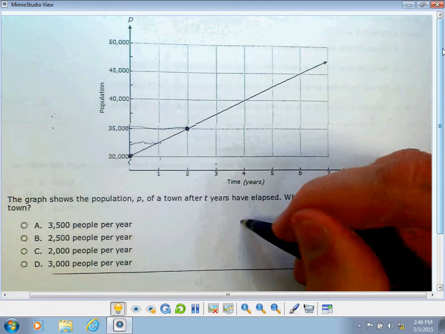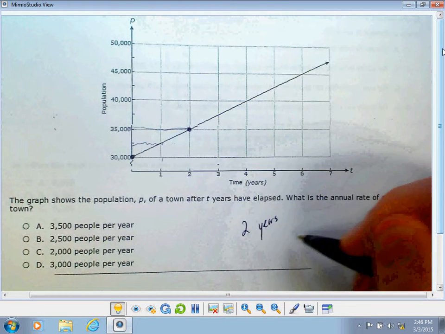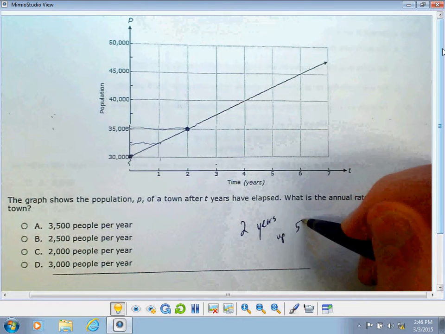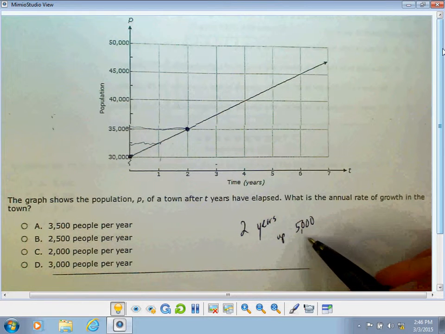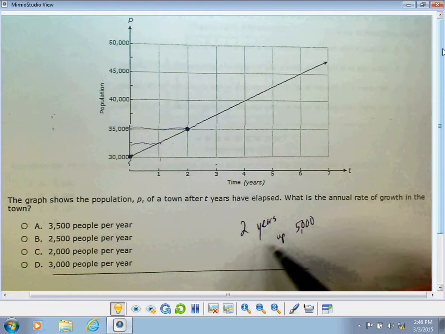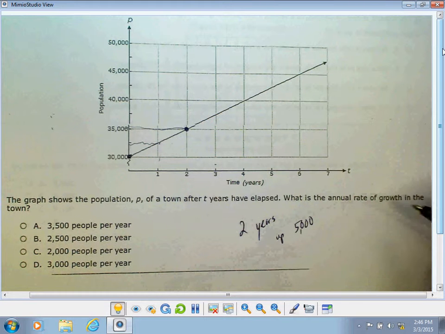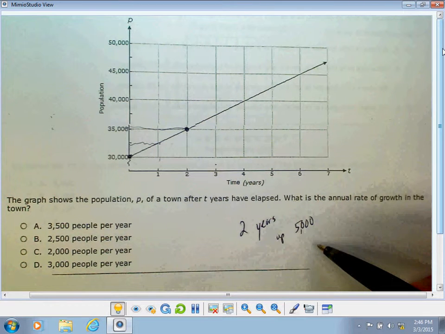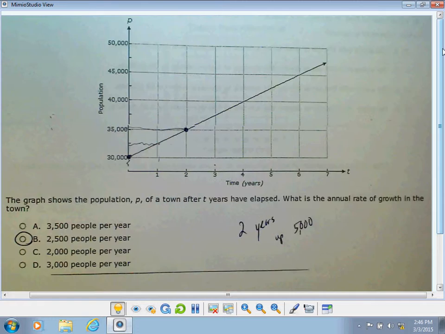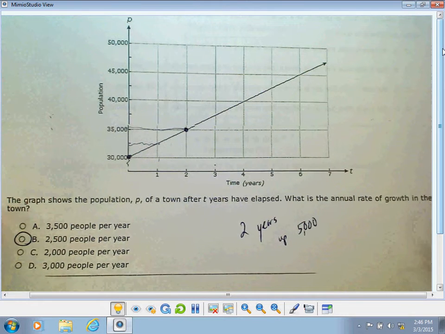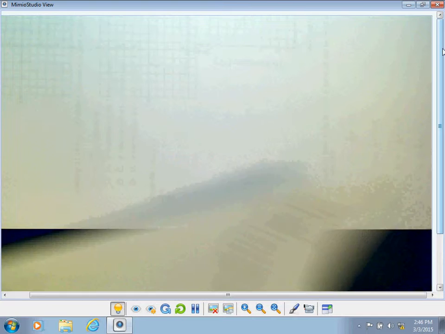So that means in 2 years, it went up 5,000. Okay, so if it took 2 years and it went up 5,000, how many people is that for every 1 year then? Well, it goes up 5,000 in 2 years. It means, in theory, they went up 2,500 in 1 year. Just reading the graph a little bit.